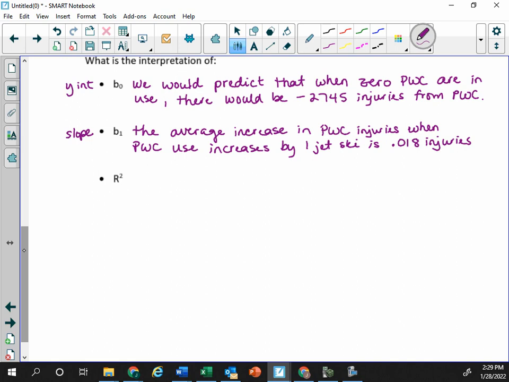All right, guys, remember slope, back to your basic algebra: change in y over change in x. So we're saying x is our denominator, that's the personal watercraft in use. So if we increase that x value by 1, we put one more jet ski out there.